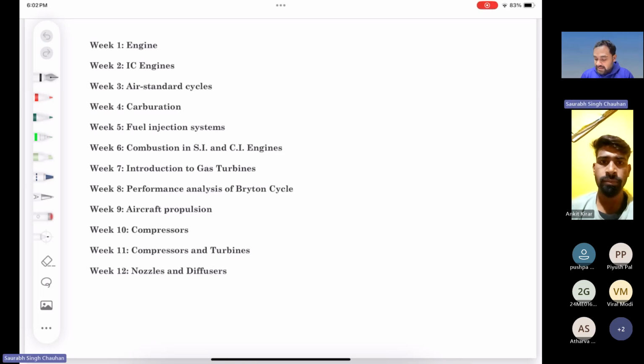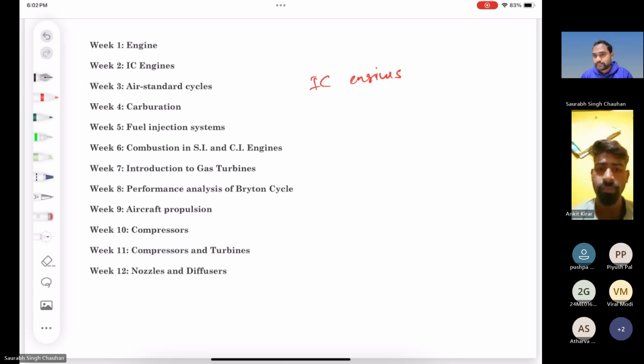So the course name is IC Engines and Gas Turbines, right? IC, that is internal combustion, right? Internal combustion engines. As the name suggests, those type of engines where the combustion is taking place inside your engine.